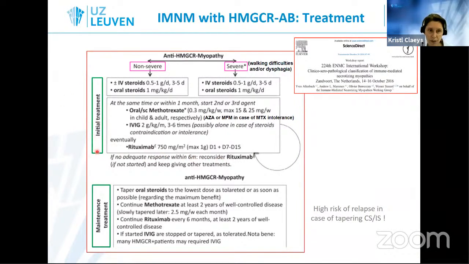So this is the initial treatment, and then the maintenance treatment. So the purpose is to taper the oral steroids to the lowest dose as tolerated as soon as possible, and to continue the methotrexate at least until 2 years of well-controlled disease. And then afterwards, you can try to taper, but you have to keep in mind that there is a high risk of relapse in this disease in case of tapering corticosteroids and or immunosuppressants. In case you use rituximab, you can continue rituximab every 6 months for at least 2 years of well-controlled disease.